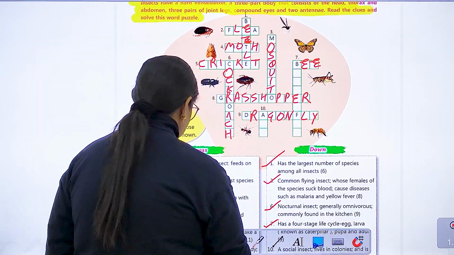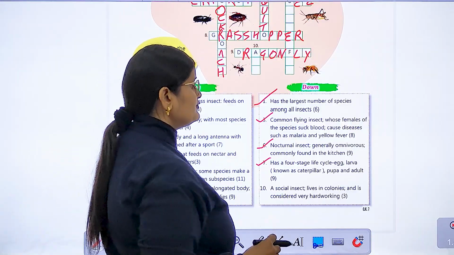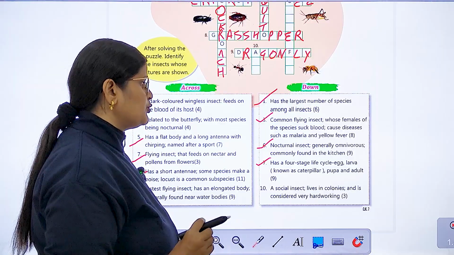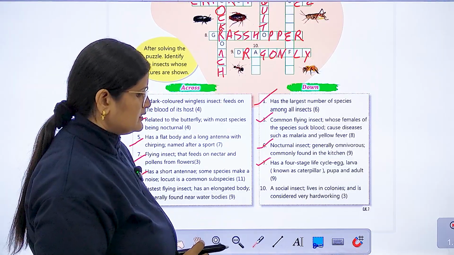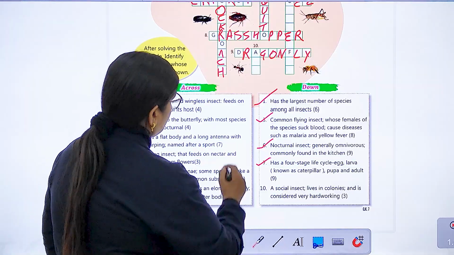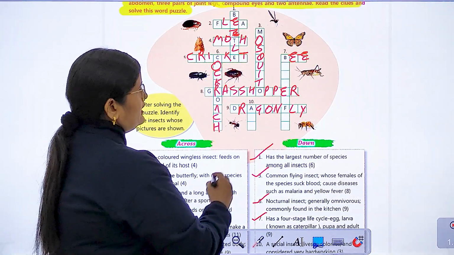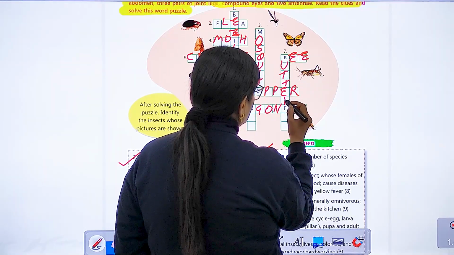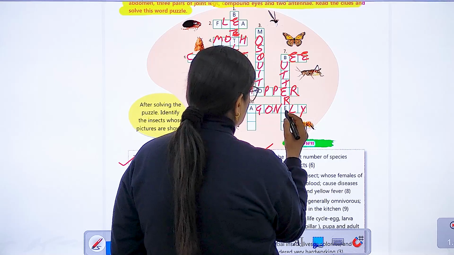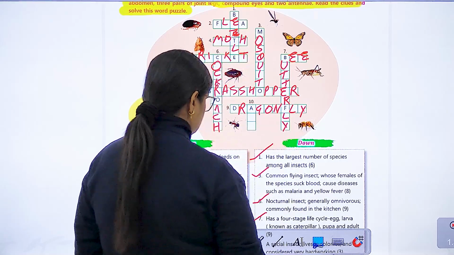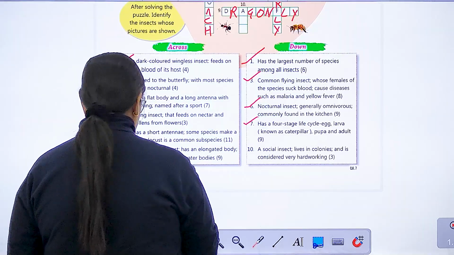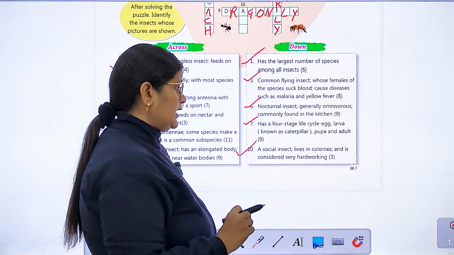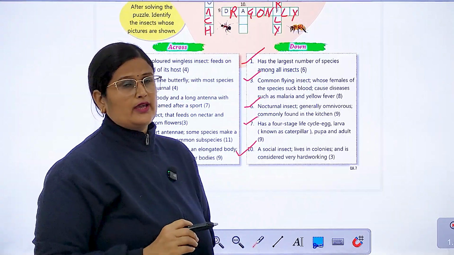Number 7. Has a 4-stage life cycle: egg, larva, known as caterpillar, pupa, and adult. It is butterfly. Next, number 10. A social insect lives in colonies and is considered very hardworking. It is ant.